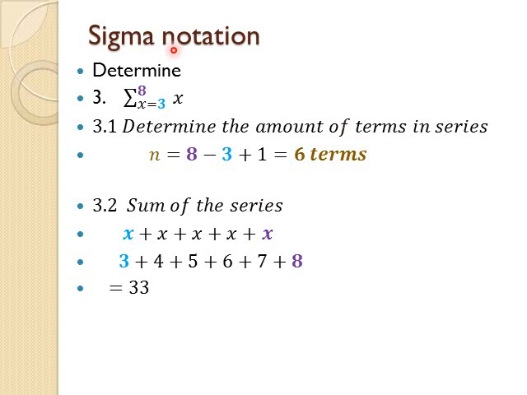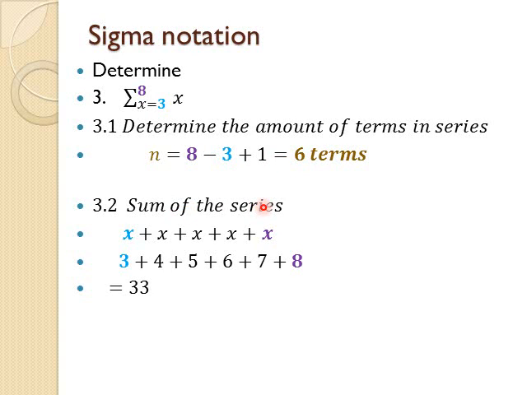Alright, sigma notation. Just to give you one trick question, there's many of them, but I'm just doing the basics that you should have covered in class. So now I'm starting at 3 and I'm ending at 8. First problem, determine the number of terms in the series. It's natural for you to assume 8 minus 1 plus 1, but here we're starting at 3. So 8 minus 3 plus 1, that gives me 5 plus 1, which is 6 terms.